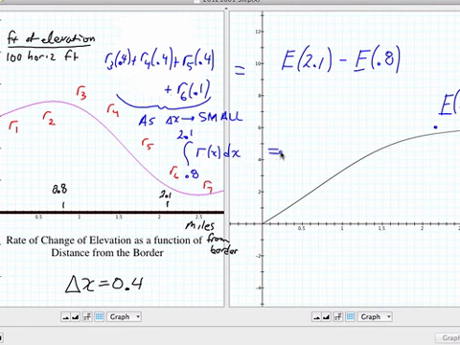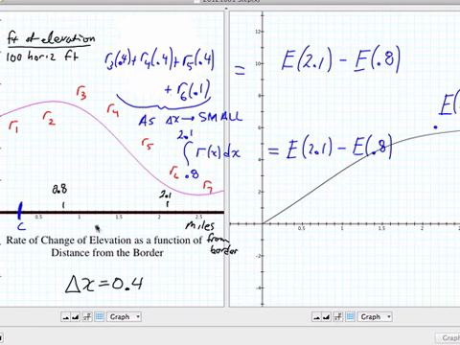Okay, and it still equals okay. And so then what about starting at any value, say c, and accumulating to any value?